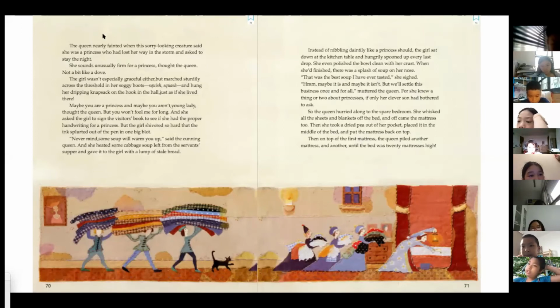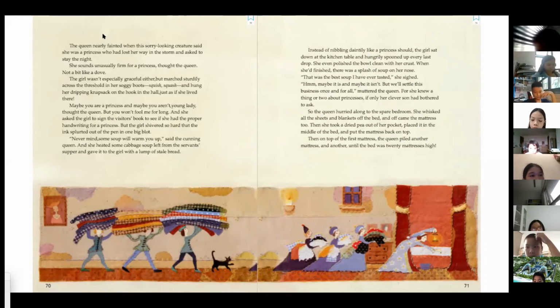The queen nearly fainted when the sorry-looking creature said she was a princess who had lost her way in the storm and asked to stay the night. She sounds unusually firm for a princess, thought the queen, not a bit like a dove. The girl wasn't especially graceful either, but marched sturdily across the threshold in her soggy boots, squish, squash, and hung her dripping knapsack on the hook in the hall, just as if she lived there. Maybe you are a princess, and maybe you aren't, young lady, thought the queen, but you won't fool me for long. And she asked the girl to sign the visitor's book to see if she had the proper handwriting for a princess. But the girl shivered so hard that the ink spurted out of the pen in one big blot.